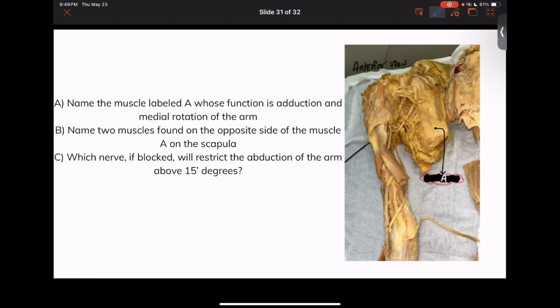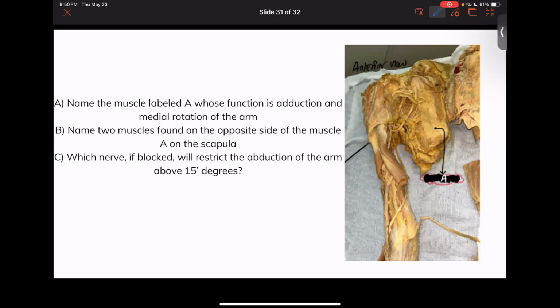Pause the video. Okay, so name the muscle labeled A, whose function is, oh, they gave you the function. I should have removed this though. Whose function is adduction and medial rotation of the arm. So now it should be pretty much easy because now you know the function. The muscle is subscapularis.